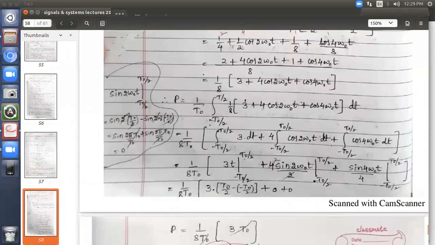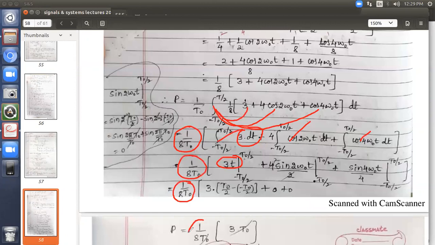So if I solve this, apply this integration to 3 terms: one term, second term and third term. Apply this. I have split this integration also into 3 terms. So the integration of simply dt is t. So 3 into t is the first term. This 1 by 8 T naught I have taken outside. It is a constant. Every time it is kept the same.